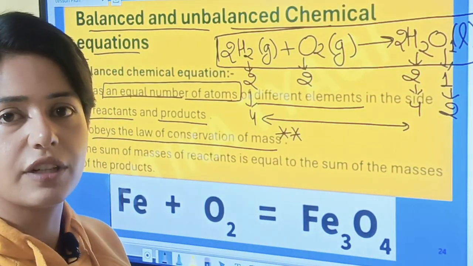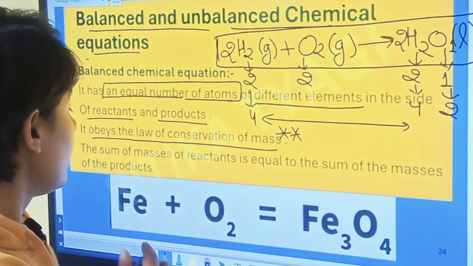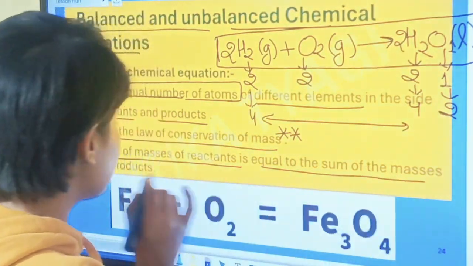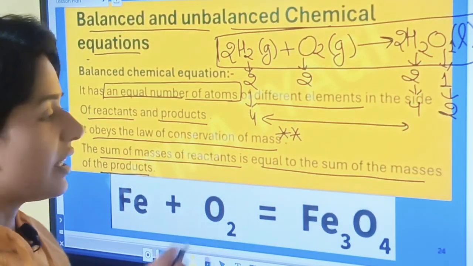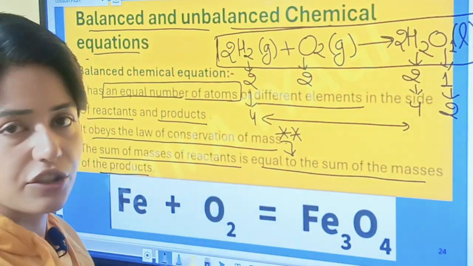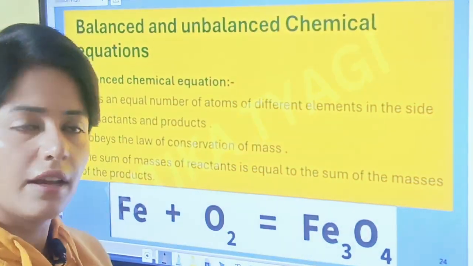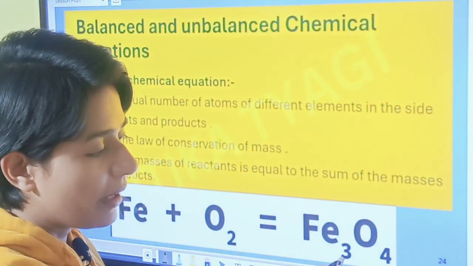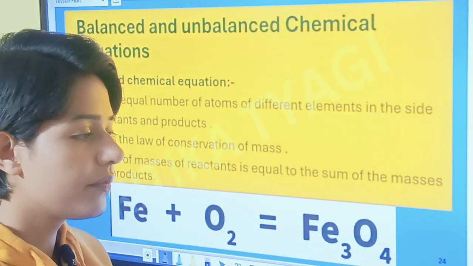So it obeys the law of conservation of mass. The sum of masses of reactants is equal to the sum of masses of the products. That is the statement of the law of conservation of mass. Here, iron reacts with an oxygen molecule, then it forms Fe3O4.